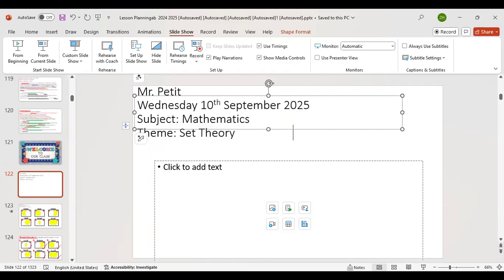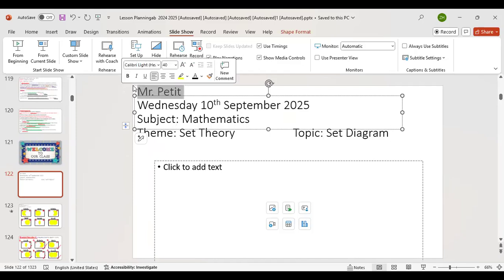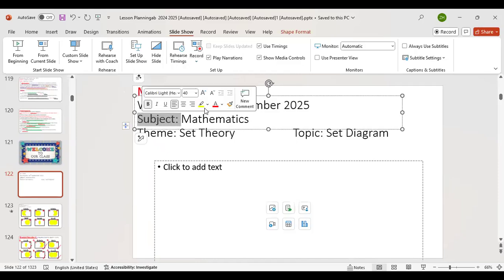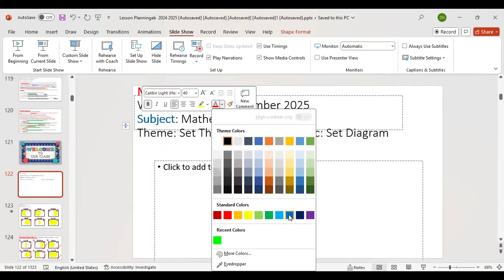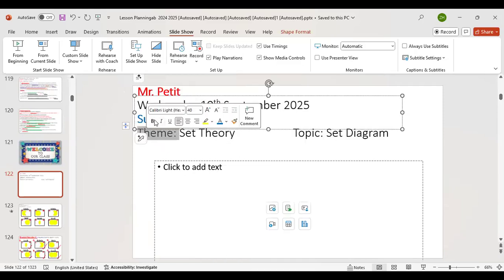And today we're going to be looking at set diagrams. Let me highlight my name. Everyone should be writing this down. Subject. Theme. Topic.